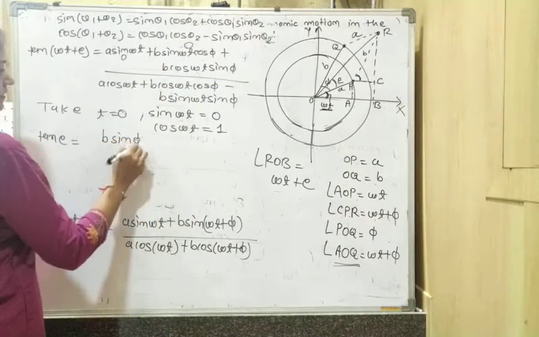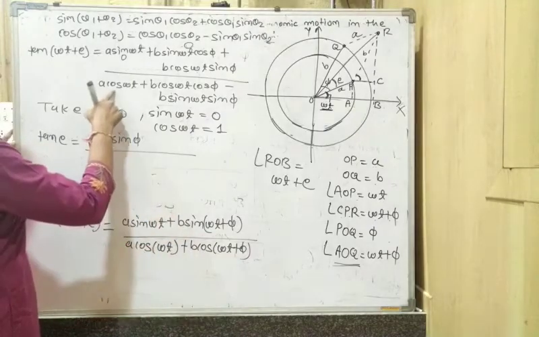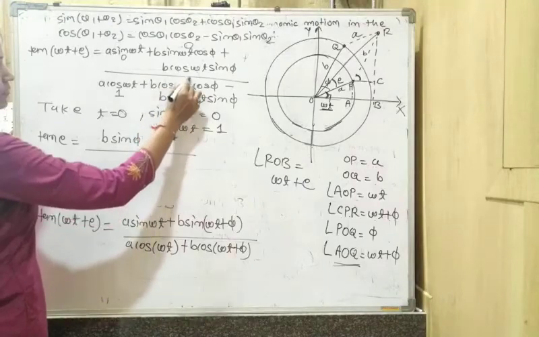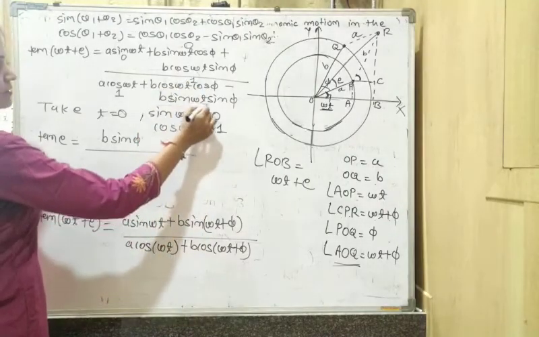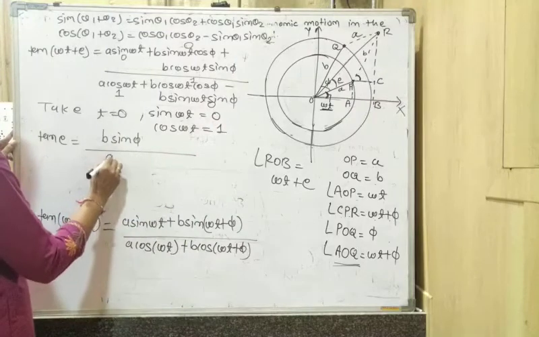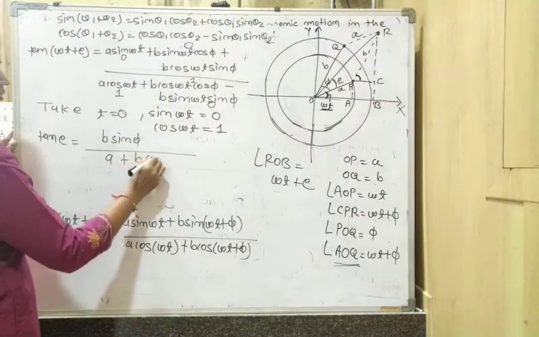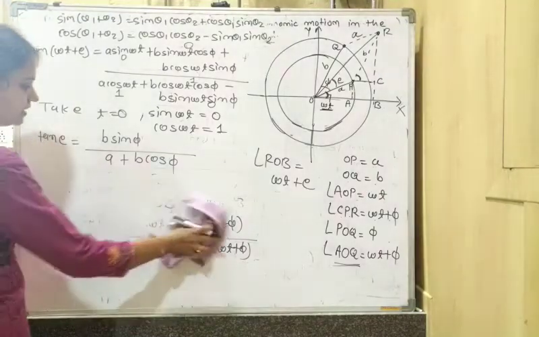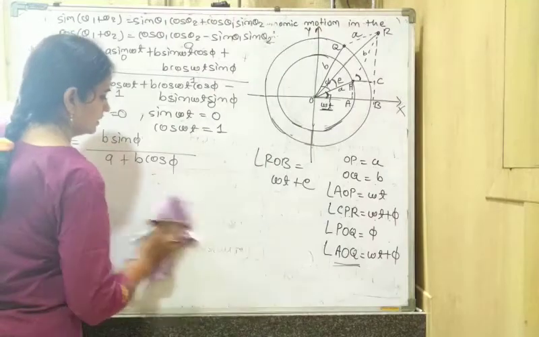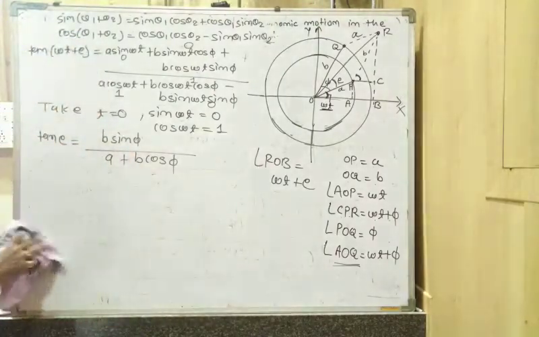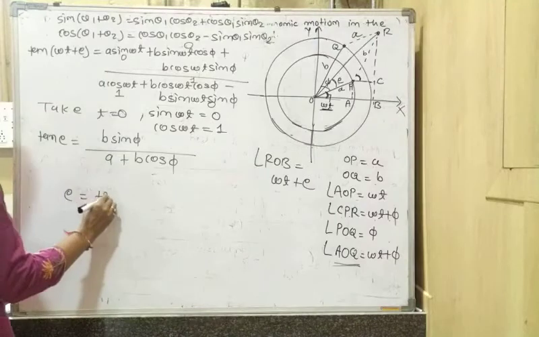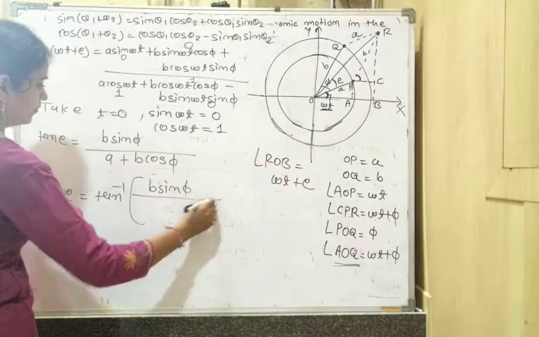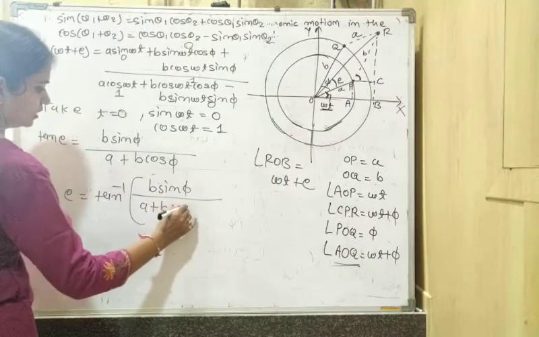So B sin phi upon A cos omega t; cos omega t becomes 1, here also cos omega t becomes 1, and this becomes 0. So A plus B cos phi. So this is our final equation of the resultant vector phase. E is equal to tan inverse of B sin phi upon A plus B cos phi.